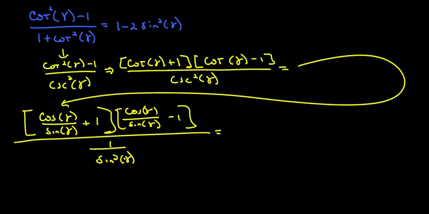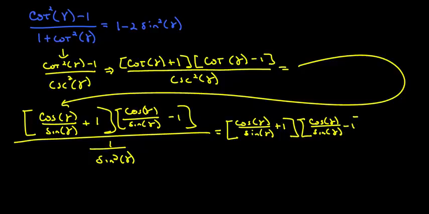So I'm going to multiply the numerator by the reciprocal of the denominator. So it's going to look like this. Cosine gamma over sine gamma plus 1 times that same thing minus 1 times sine squared.